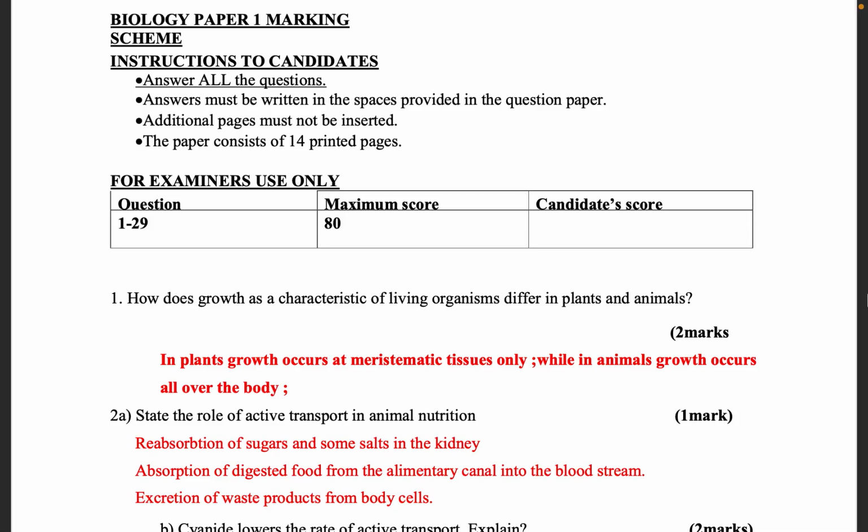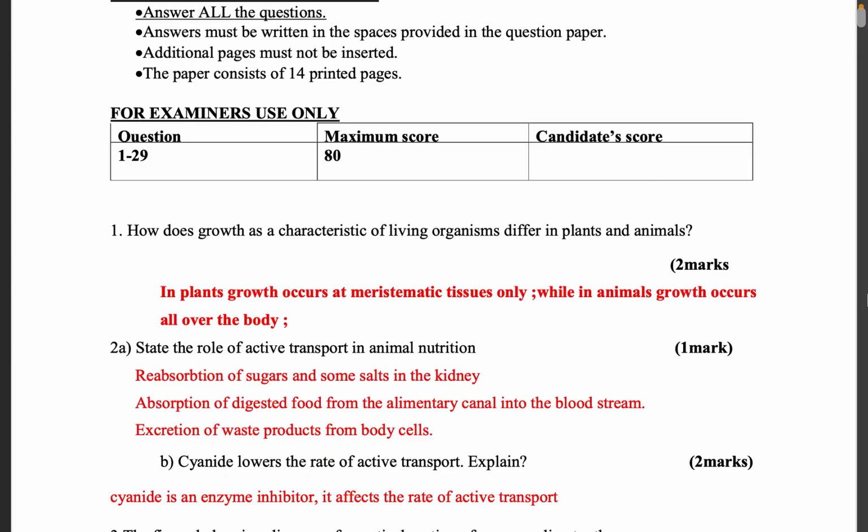Question 1. How does growth as a characteristic of living organisms differ in plants and animals? In plants, growth occurs at meristematic tissues only, while in animals, growth occurs all over the body.